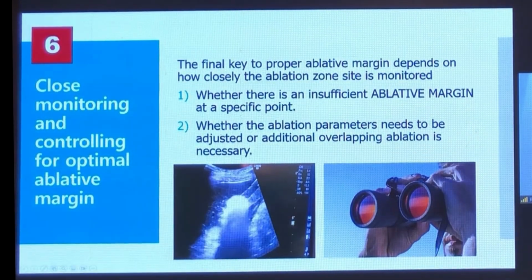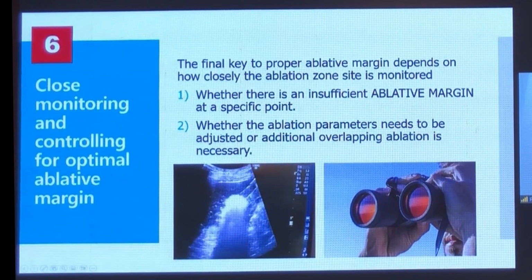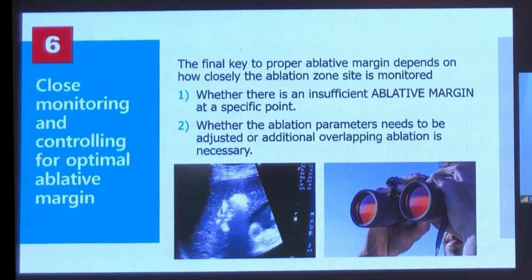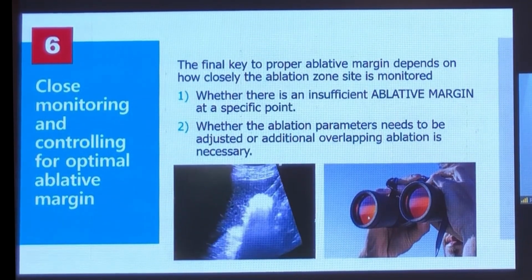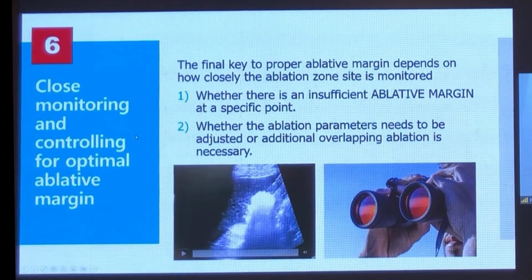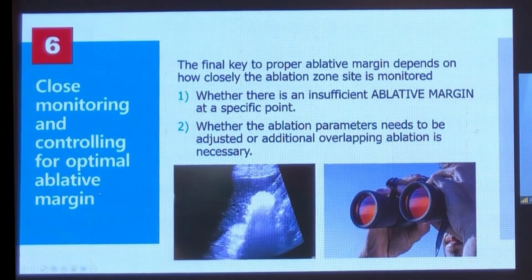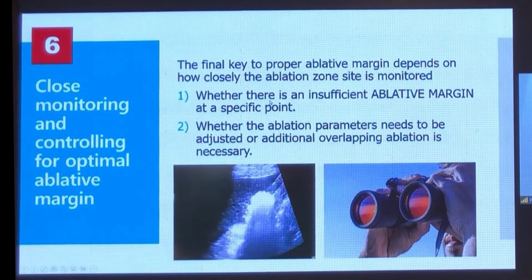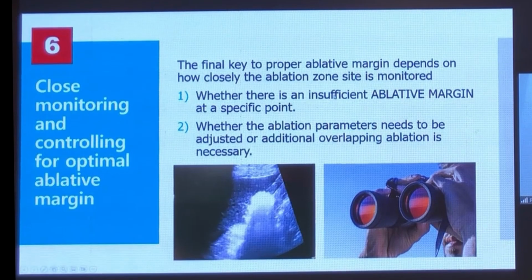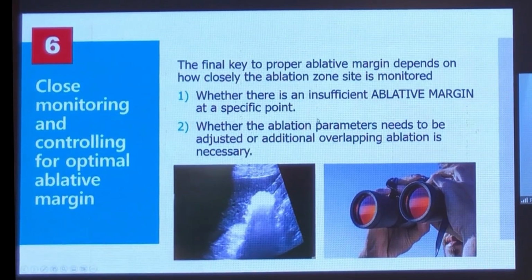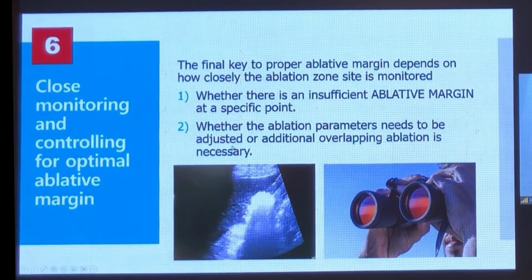Okay, next tip is close monitoring and controlling for optimal ablative margin during the ablation. The final key to a proper ablative margin depends on how closely the ablation zone is monitored, on whether there is any insufficient ablative margin at a specific point, or whether the ablation parameters need to be adjusted, increased or decreased, or additional overlapping ablation is necessary or not. So this close monitoring and controlling is very important.